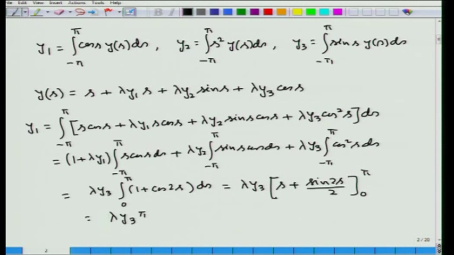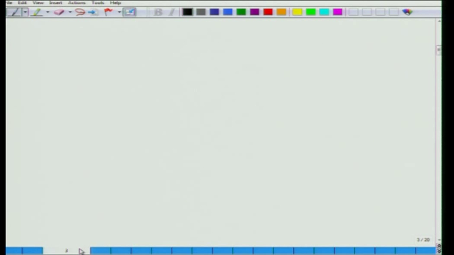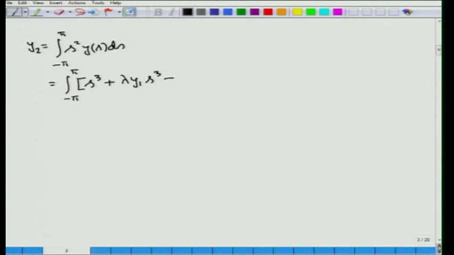So, that is the result for the first part. Then for the second expression, y 2 is equal to the integral from minus pi to plus pi of s square y s ds, and substituting the expression for y s, this is equal to the integral from minus pi to plus pi of s cube plus lambda y 1 s cube plus lambda y 2 s square sin s plus lambda y 3 s square cosine s ds.